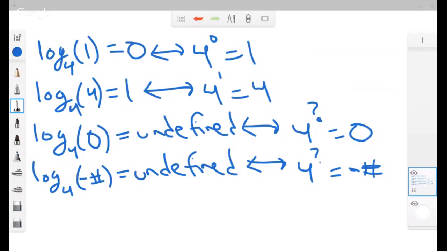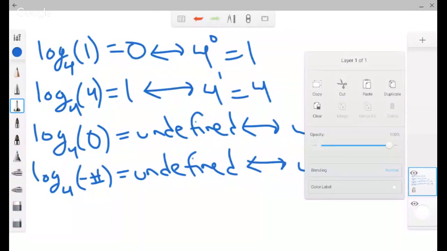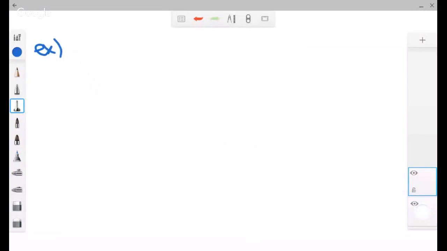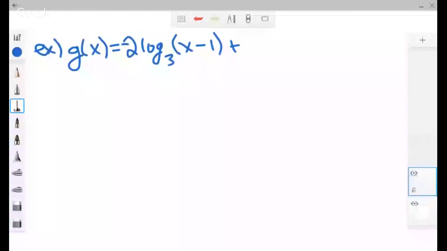So let's actually do one other thing with logarithms. I'm going to do a full-out graphing and transformation problem with logarithms. Let's say g of x is equal to -2 log base 3 of x minus 1, plus 1. So let's go through a couple of things here that could be useful. And Ivan, I'll get to your question in 1 second.